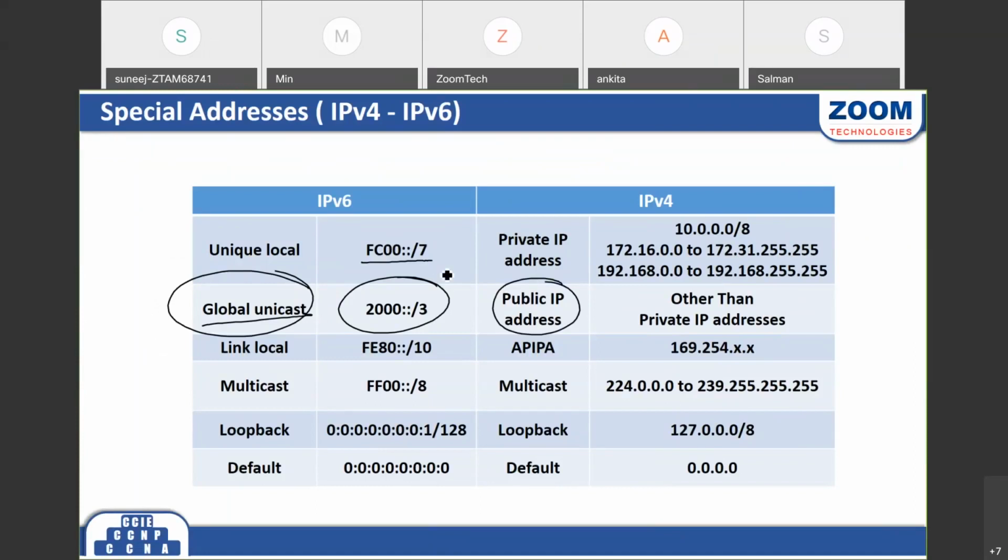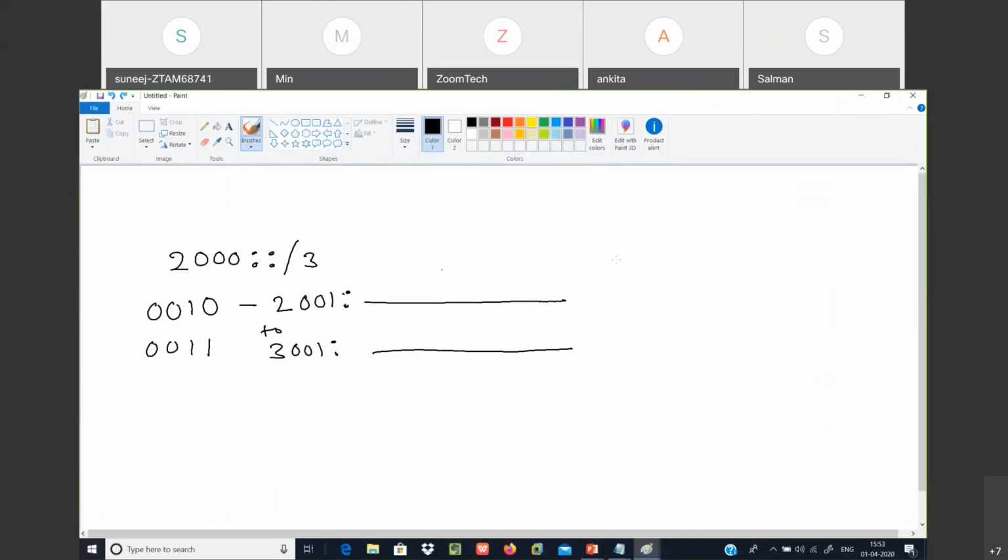Let me repeat one more example: FC00::/7. What does slash 7 indicate here? Slash 7 indicates the first 7 bits are fixed. What are the first 7 bits? F is 1111. C is 1100.